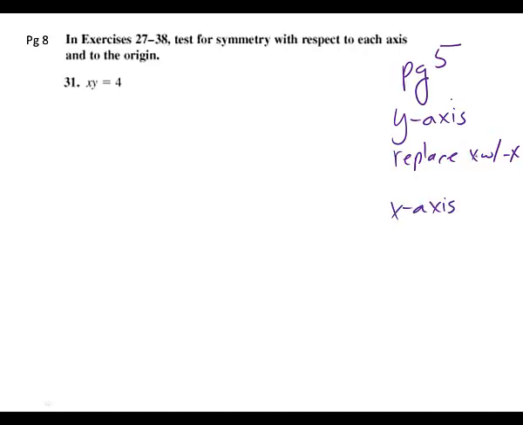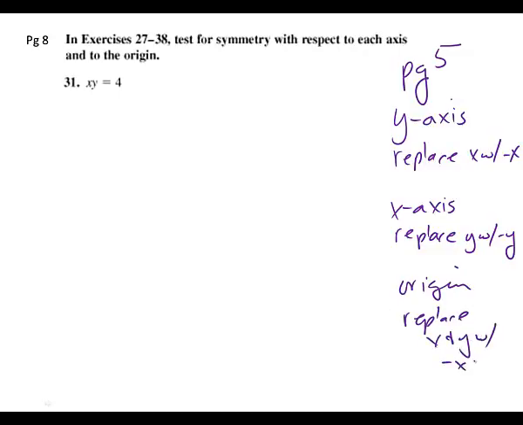X-axis symmetry. So if on y-axis we replace x with negative x, what are we going to do with the x-axis, do you think? Yep, so replace y with negative y. And then to get origin symmetry, you replace both, x and y with negative x and negative y. So we have to test for all three types of symmetry.